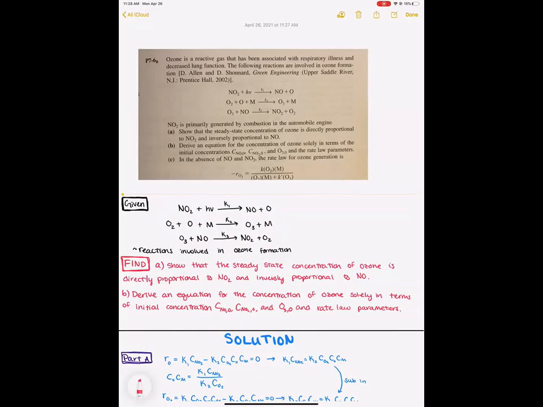Hello, my name is Emerald Naylor, and today we're going to be going over problem 7-6, parts A and B, out of Elements of Chemical Reaction Engineering. Right at the top, we can see the problem notes right out of the book.